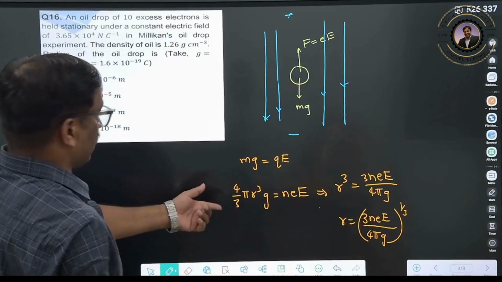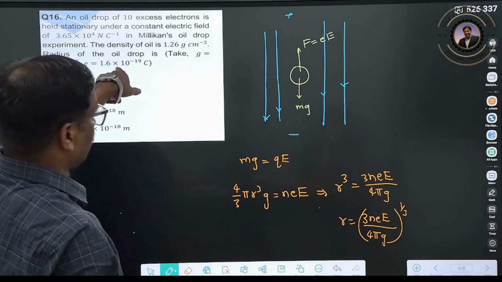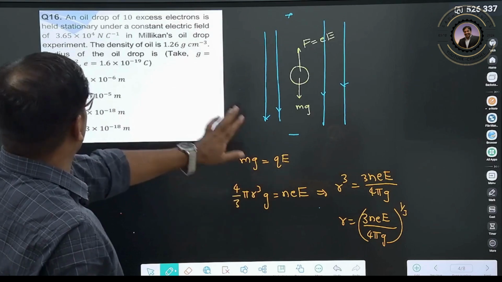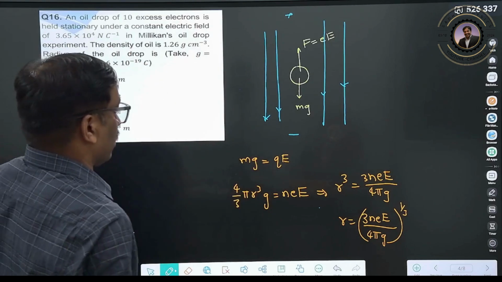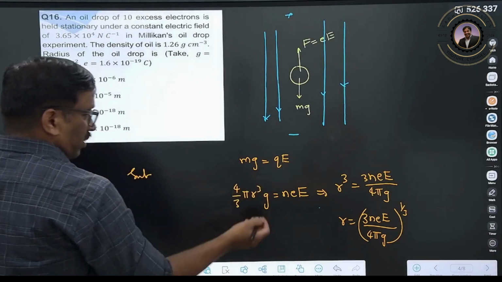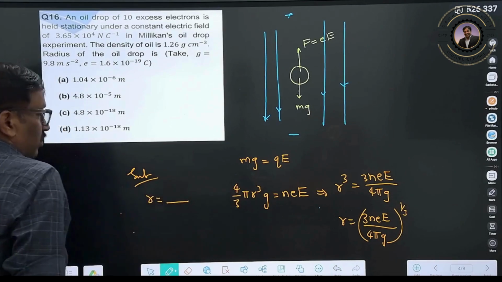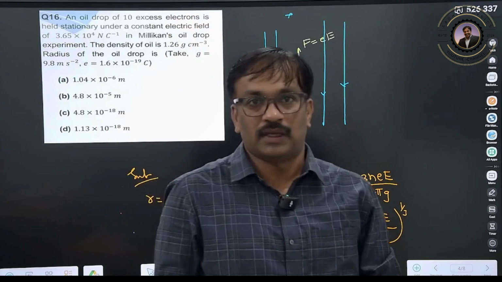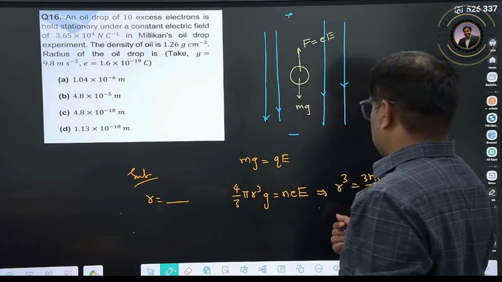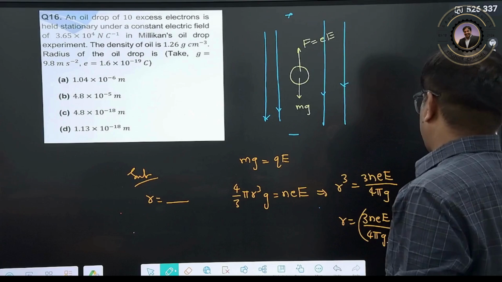So, 3 is already a constant, the number of electrons is 10, the charge of the electron you know, the electric field is already given, 4 pi into G value is also 9.8. Please substitute it. This is just the numerical part, just a substitution. You can get your answer. Clear? So this is just mathematics, so please try to substitute it and solve it.